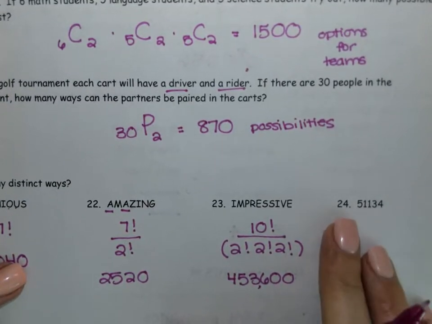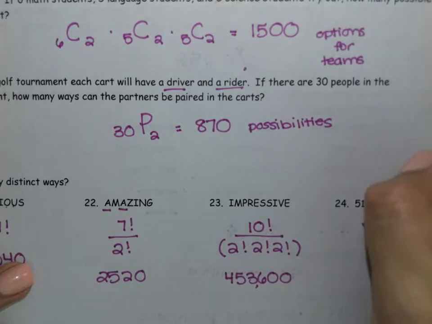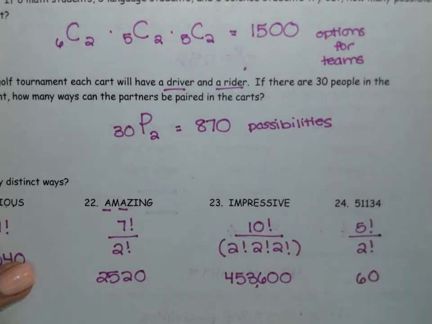This is an arrangement of numbers or digits. It's the exact same thing. We have 5 total spots, so 5 factorial. And the 1 is listed twice, so 2 factorial. So our final answer is 60.